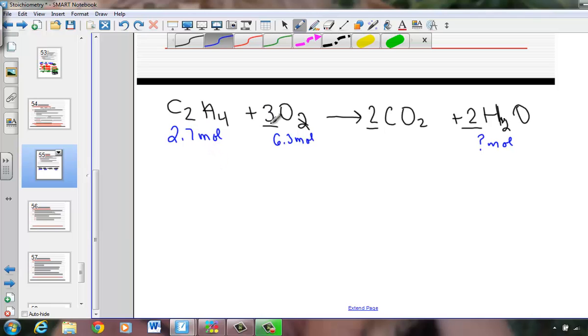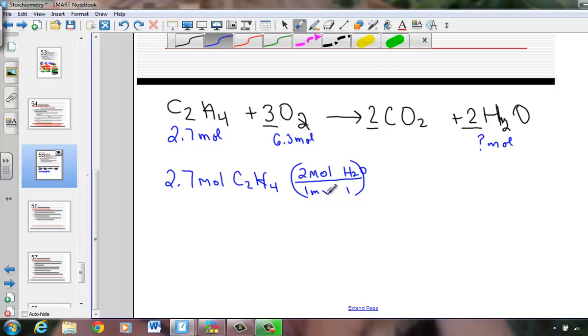So here I have a 1 to 3 makes 2. What I'd like to do is to know how much water could I maximally form. So I'm going to begin with my first reactant for no other reason than it's written first, and I'm going to start with its given quantity, 2.7 moles of C2H4. And I'm going to make water my target. So my stoichiometric ratio, I see that I form 2 moles of water for every 1 mole of ethene.